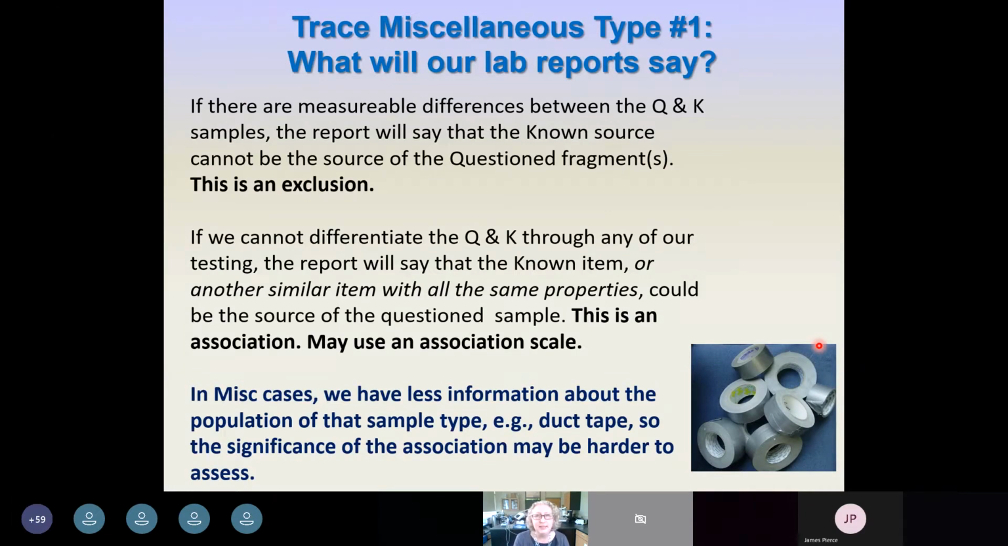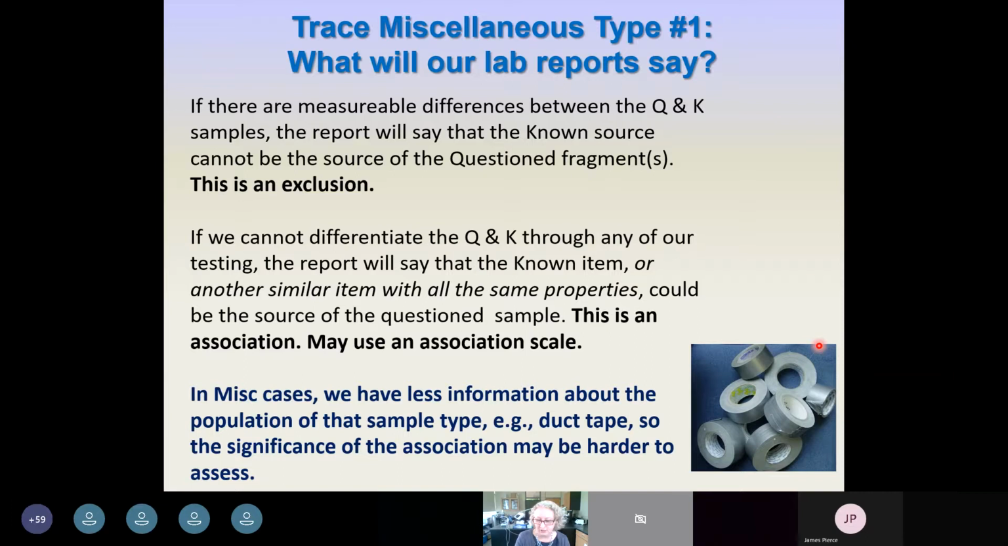So if the trace miscellaneous case was a type 1, which you remember was a comparison of Q and K, the report will either tell you that there are measurable differences between the Q and K, and that's an exclusion, or it will tell us that we cannot differentiate the Q and the K through any of our testing, and the report will say that the known item or another similar item with all the same properties could be the source of that question sample, and that is an association.